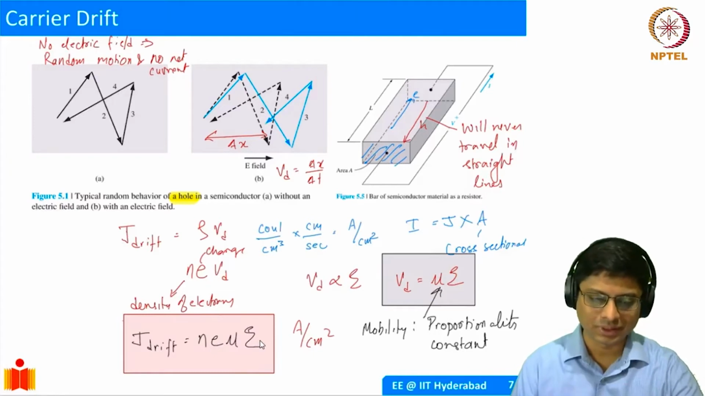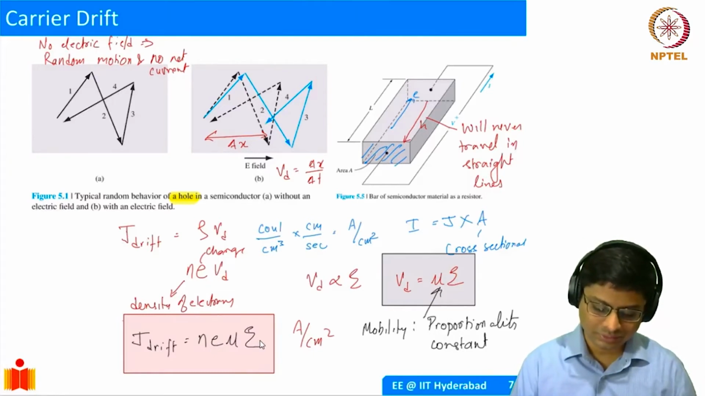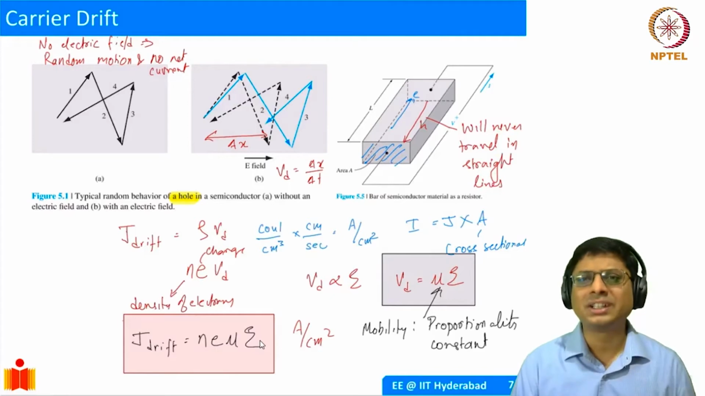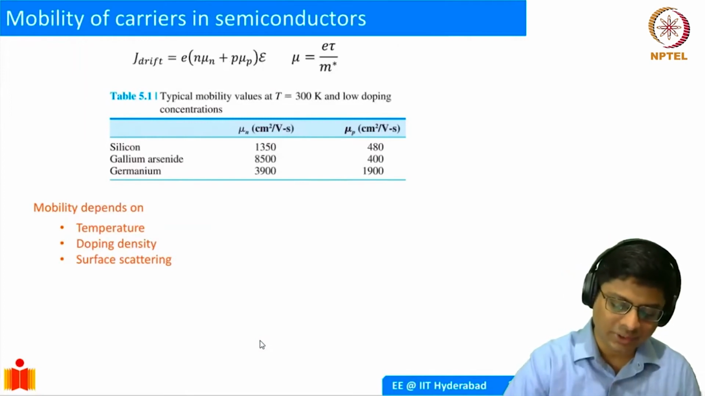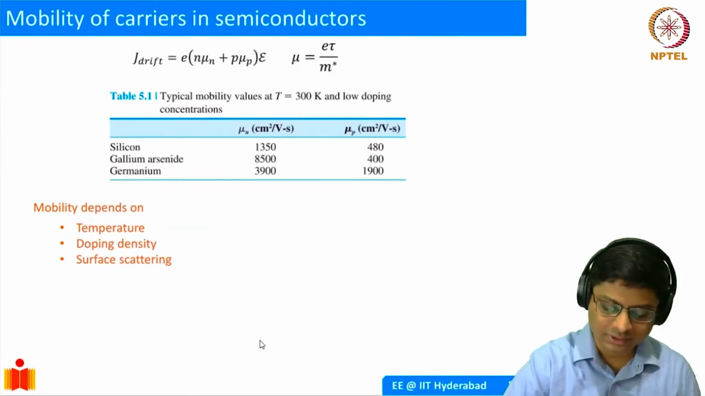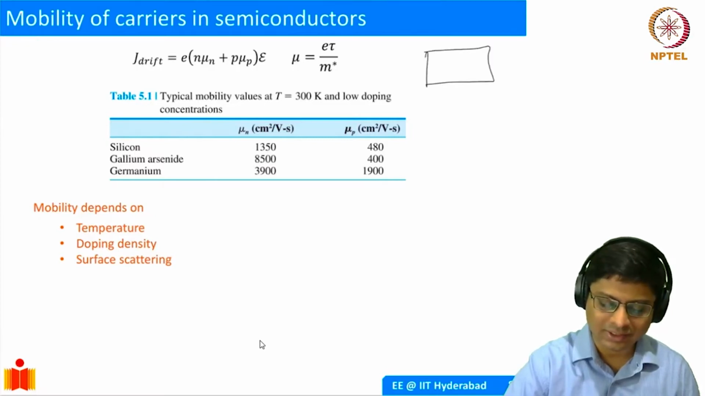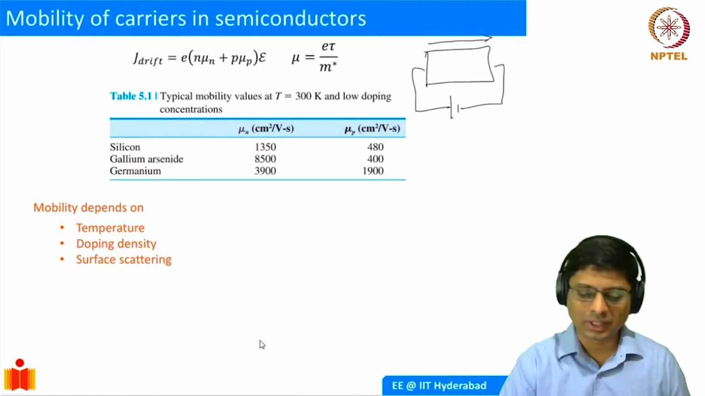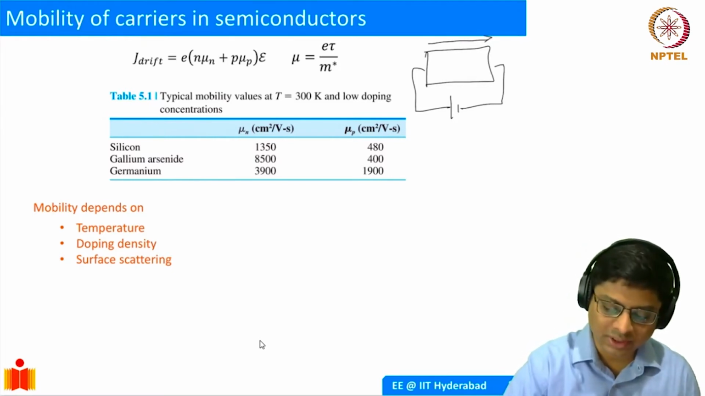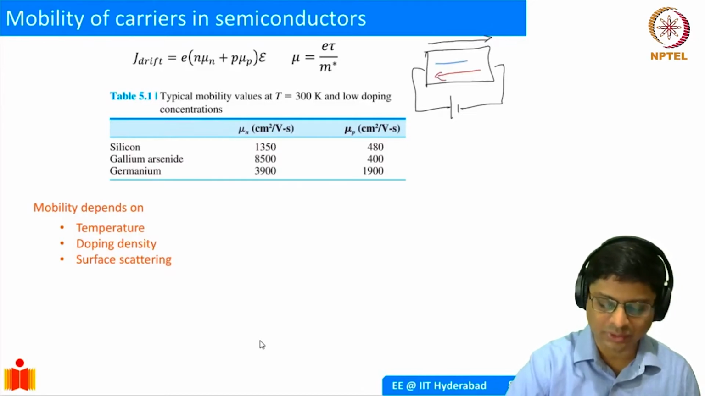All right. So now, we talked about only the electron drift, but the hole drift is going to be analogous to it. Essentially, if you take a piece of semiconductor this way, and let's say I apply a positive field like this, with a positive terminal and a negative terminal, the field in the semiconductor is going to be in this direction. Electrons are going to move in this direction. Holes are going to move in the positive direction.